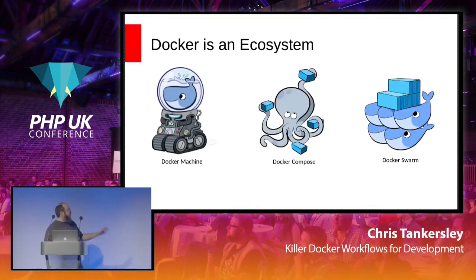You have a couple other things on top of that, like Machine, Compose, and Swarm, though I really should probably take Swarm out at this point because nobody uses it. It failed in the market. But you've got Docker Compose for your orchestration and Docker Machine for building machines that do Docker.